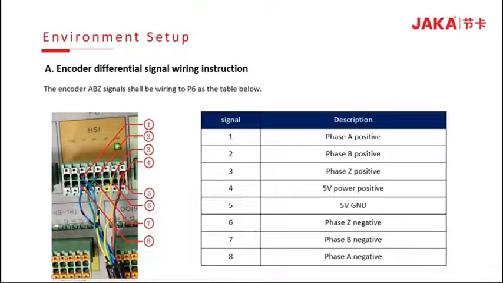For encoder differential signal wiring, the related signals of the encoder shall be wired as in the picture and table below. Pin 1 to 8 connect to the phase A, B and Z positive and negative. Pin 4 and pin 5 connect to the 5-volt power supply positive and ground separately.